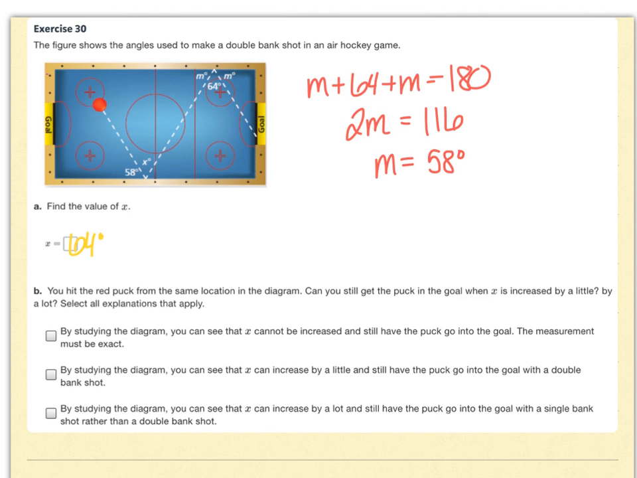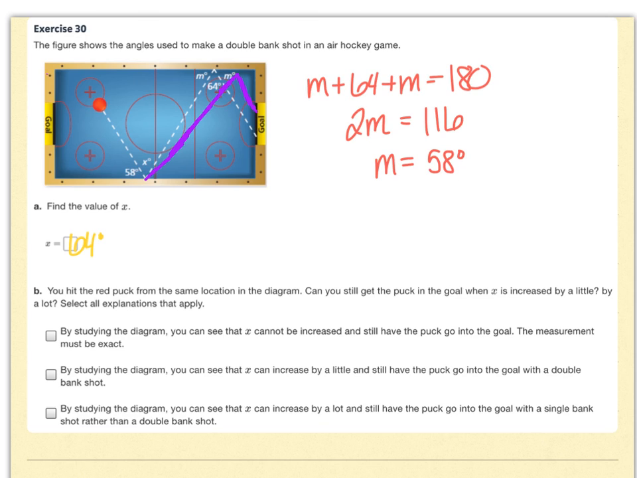Now the second part is going to want us to use a little bit of common sense and just study this diagram. It says you hit the red puck at the same location. Can you still get the puck to go in the goal when x is increased by a little bit? Well, if x is increased by a little bit, that means it's going to be a little bit bigger than what it is now. So maybe here, right? And so it's going to bank off and adjust. So yes, if you increase x a little bit, you could still make the shot in the goal.